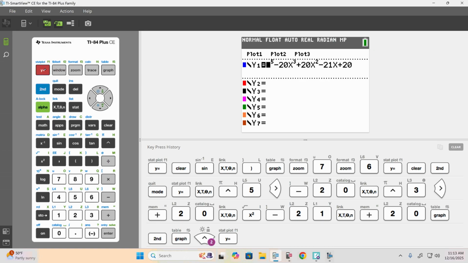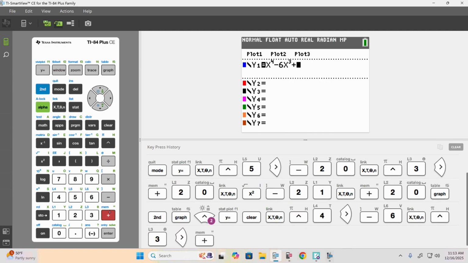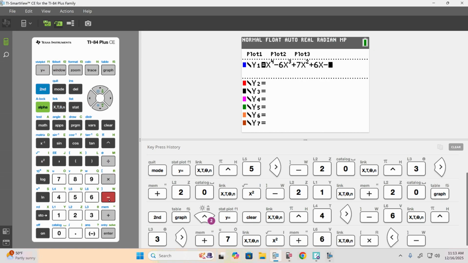Now, since the degree is 4, we want at least 2 less than the degree, which means I want at least 2 zeros. If I can find 2 solutions, we can get it to a quadratic, and it's solvable from there. x to the fourth minus 6x cubed plus 7x squared plus 6x minus 8. Because if I can get 2, we can get it to a quadratic. We have ways to solve quadratics.